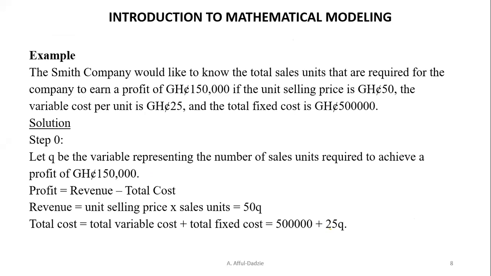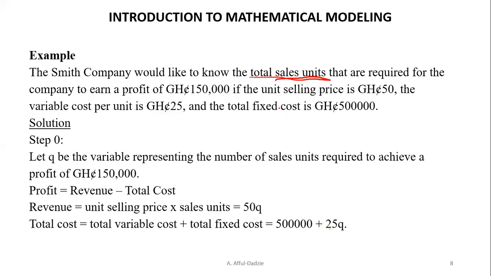Now, another question: Smith Company would like to know the total sales units that are required to earn a profit of 150,000, if the unit selling price is 50, the variable cost per unit is 25, and the total fixed cost is that. So we want to know the total sales units. Please bear this in mind.